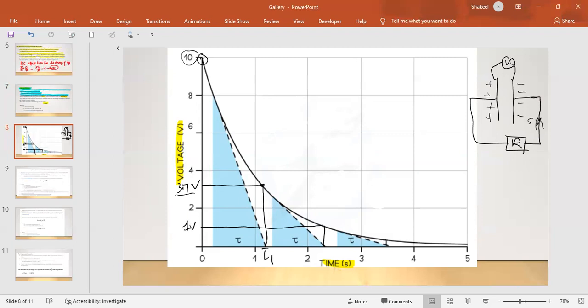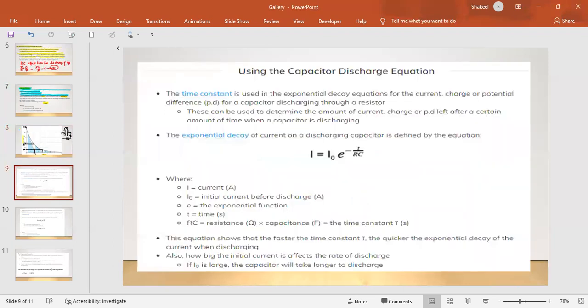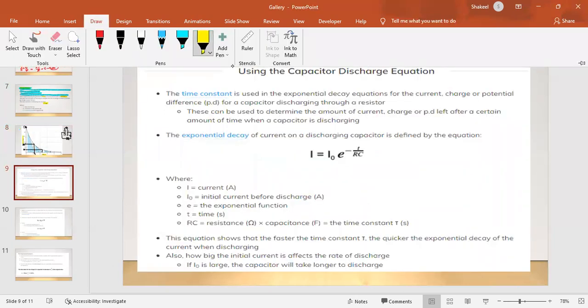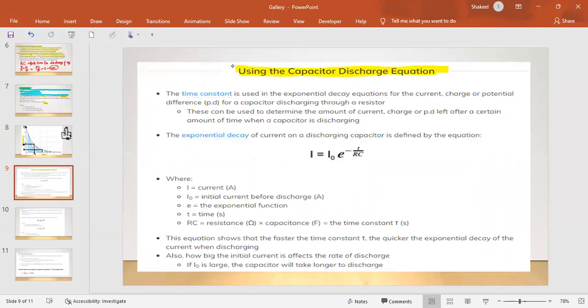So it's similar to the half-life idea. In half-life, it is the time taken for half of the unstable nuclei to decay. So the time constant is the time taken by a capacitor to discharge to 37% of its original value, and so on. Okay, so now we have to look at the discharge equation. The time constant is used in the exponential decay equations for current, charge, and potential difference. For a capacitor discharging through a resistor, these can be used to determine the amount of current, charge, or potential difference left after a certain amount of time. It's always important to know how much charge is remaining on the capacitor.